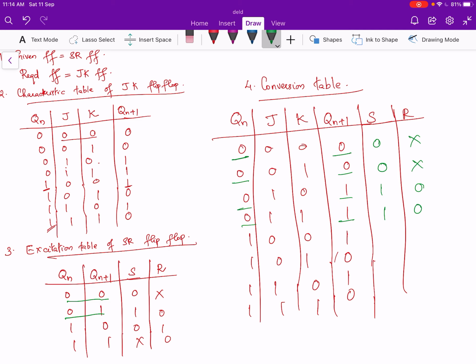Next is Qn is 1 and Qn plus 1 is 1 for these two cases. So for that it is don't care, 0. And for Qn 1 and Qn plus 1 0, for these two cases it is 0 1. So we can write 0 1. So we have drawn the conversion table also.